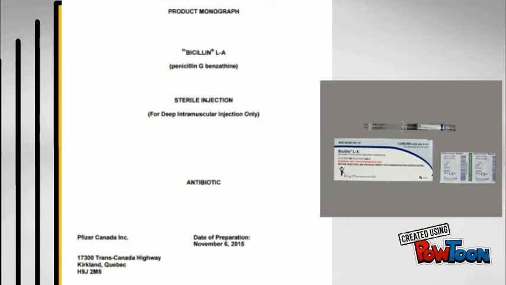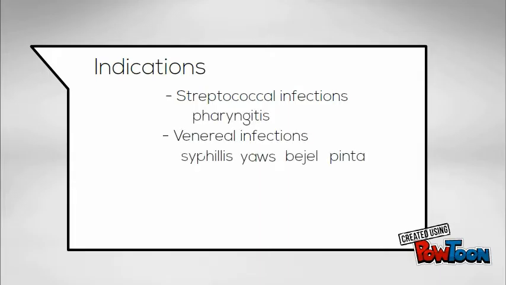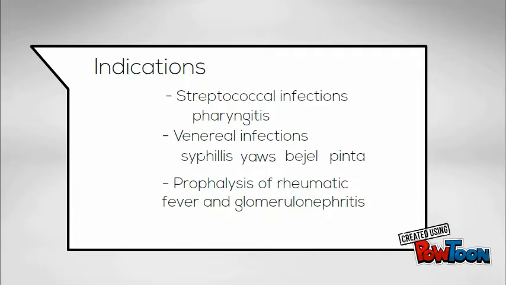Here is the monograph of benzathine penicillin, which is to be administered intramuscularly. Benzathine penicillin is indicated for streptococcal and venereal infections, as well as the prophylaxis of rheumatic fever, etc.